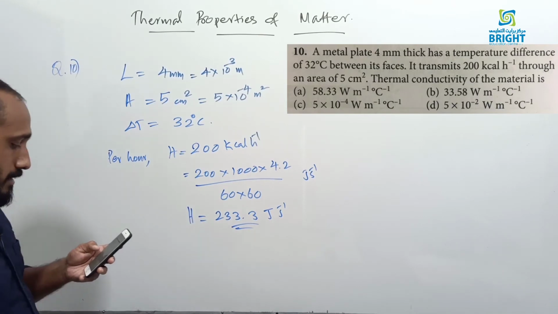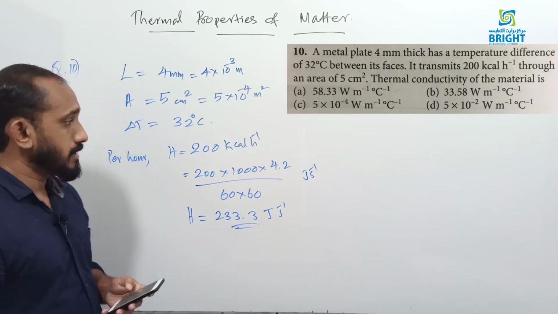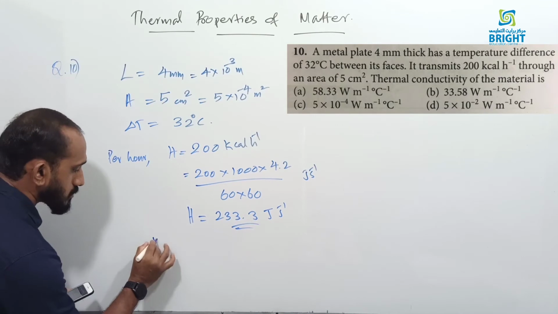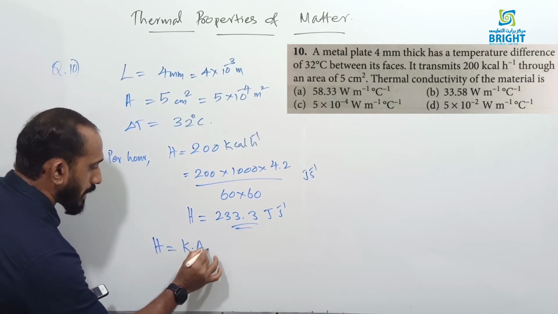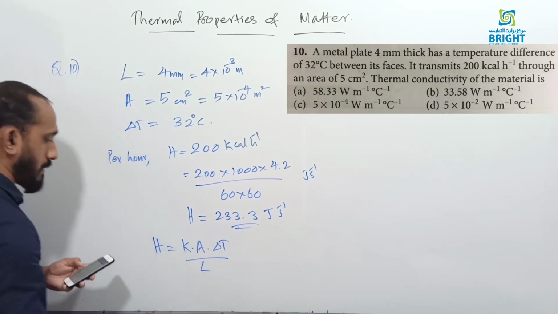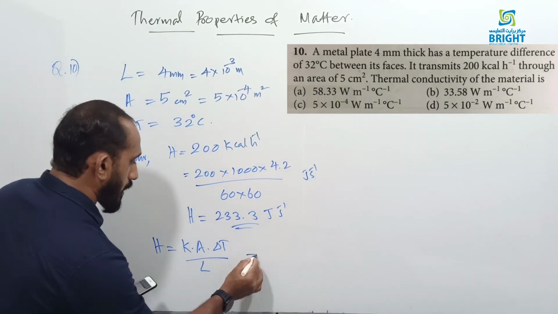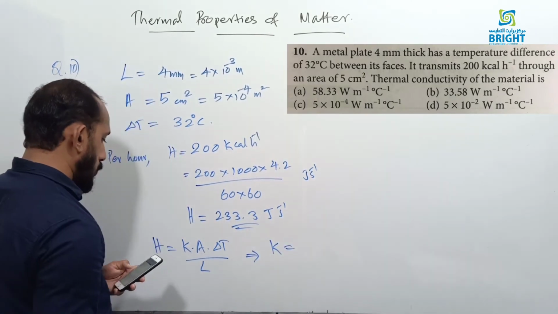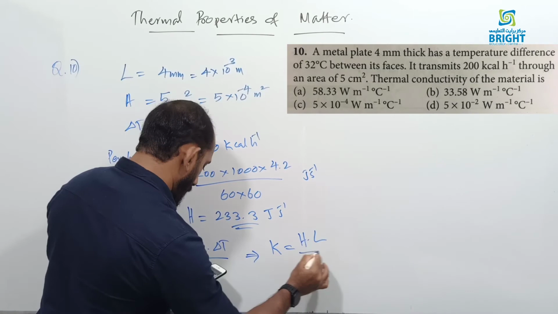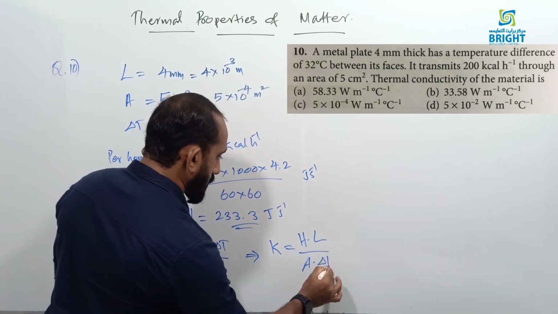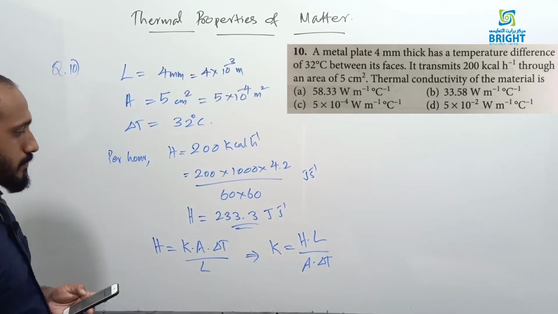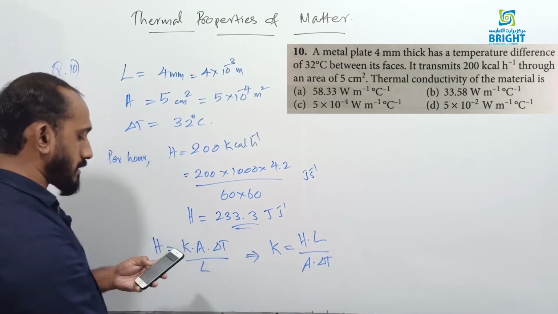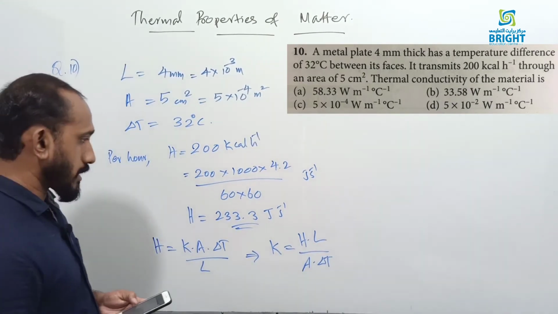Now we have to find the thermal conductivity K. So we have the equation that H is equal to K A into delta T by L. From that equation we can have K is equal to H into L by A delta T. These all terms we have here now. H also we have, L, A and delta T. Just substitute and you can do it this way.